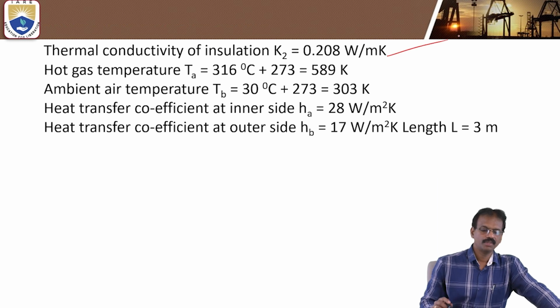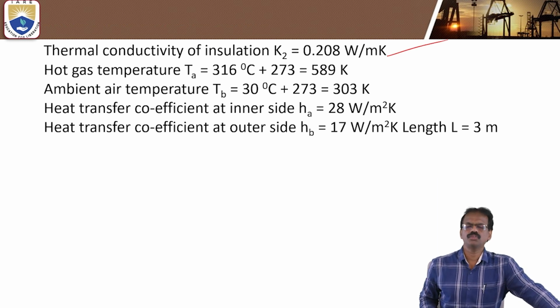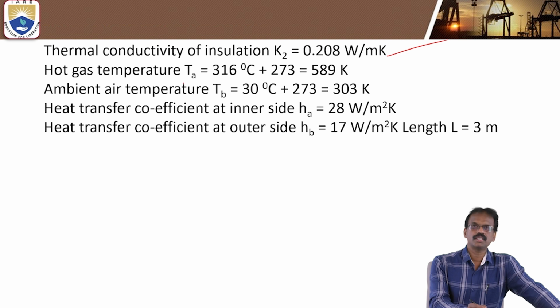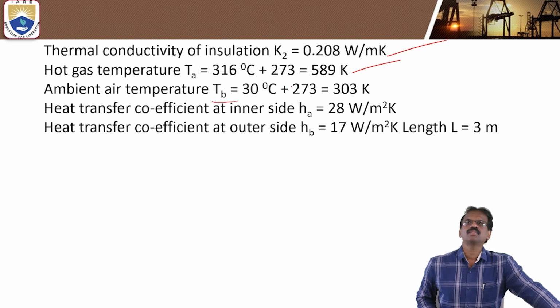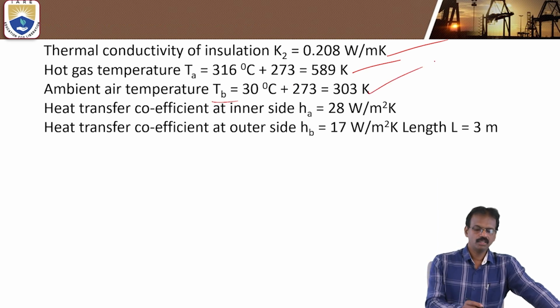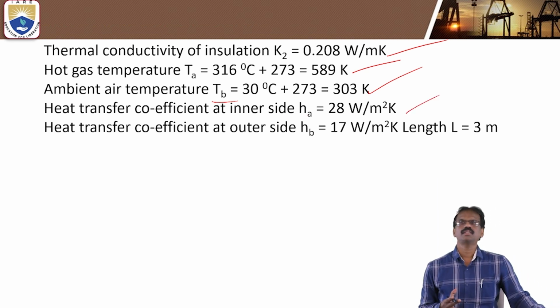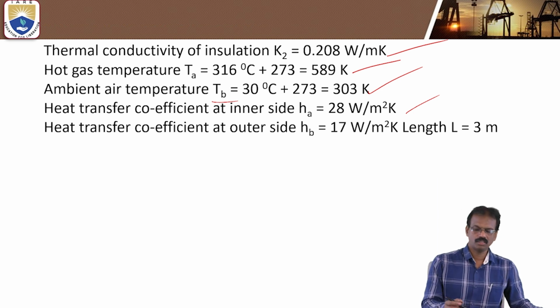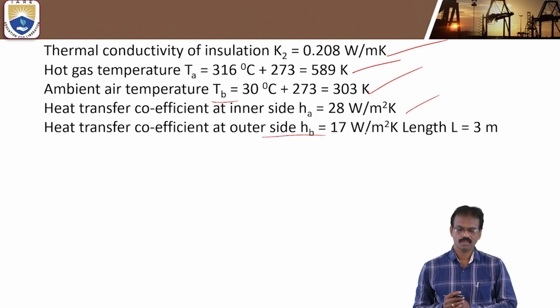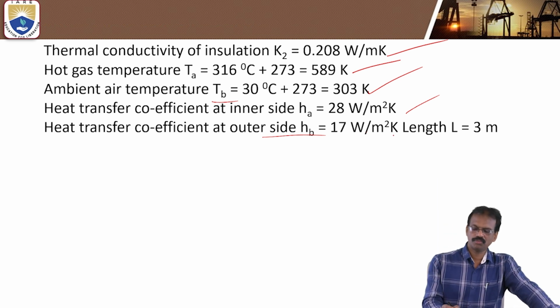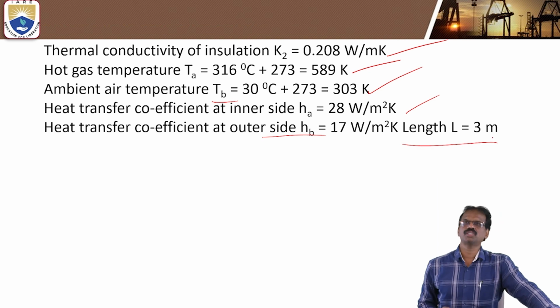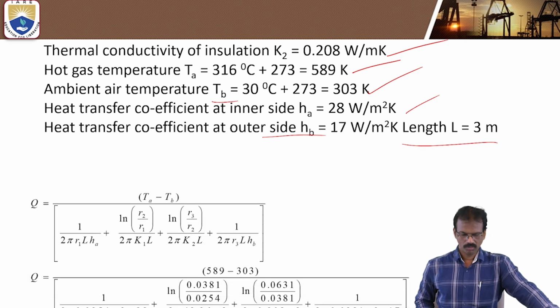These are the given data. The thermal conductivity of the insulation, K2, is given. The hot gas temperature TA is given, convert into kelvins. The ambient air temperature TB, 30 degrees Celsius, convert into kelvins. The inner side, hot fluid side heat transfer coefficient HA is also given. Next, the heat transfer coefficient on the outer side of the pipe is also given, 17 watt per meter square Kelvin. The length of the pipe is also given. Then you can solve the numerical.